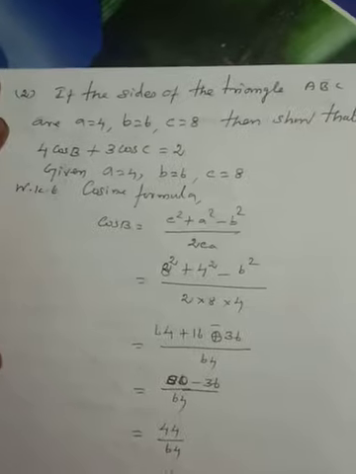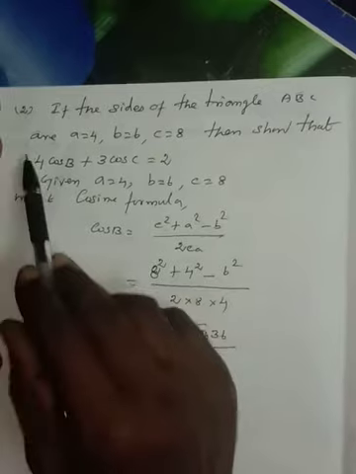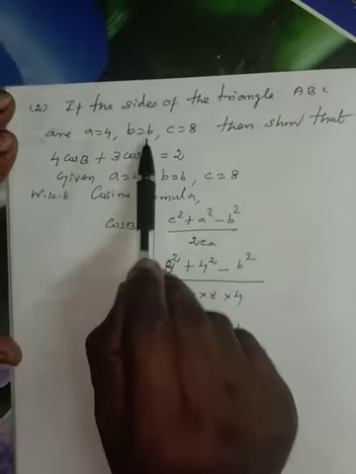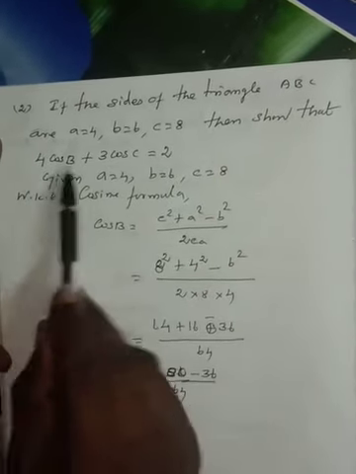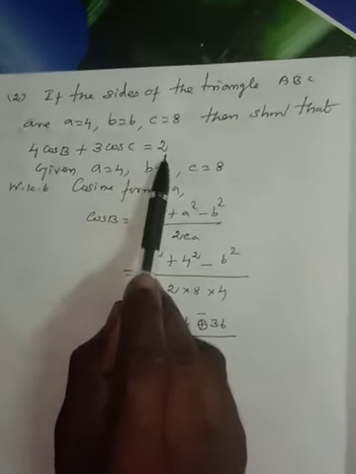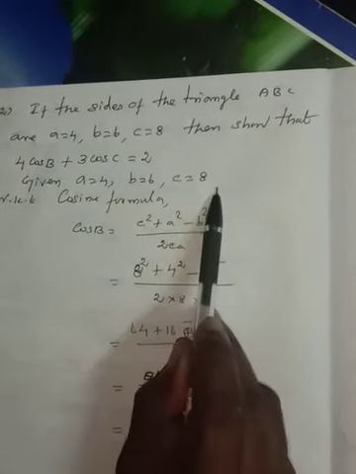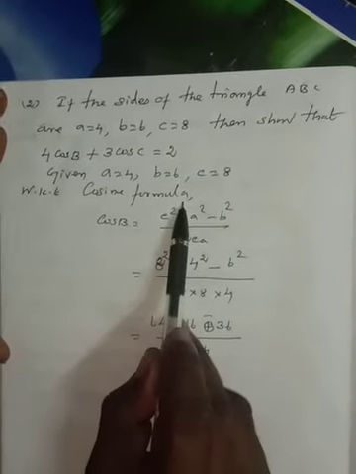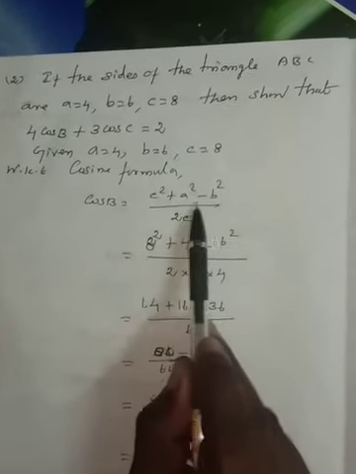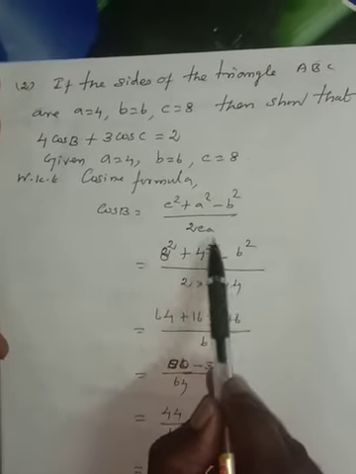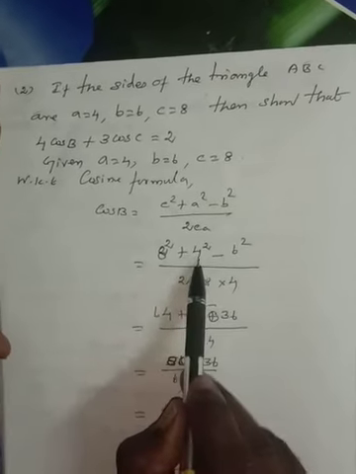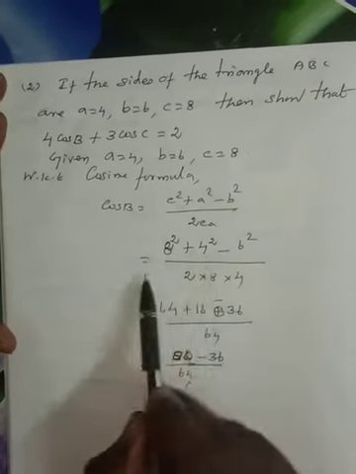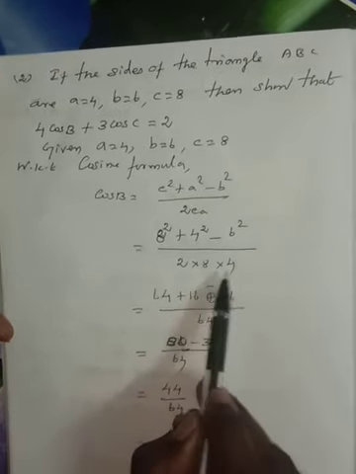Okay. If the sides of the triangle ABC are a equal to 4, b is equal to 6, and c is equal to 8, then show that 4 cos B plus 3 cos C is equal to 2. Given a is equal to 4, b is equal to 6, c is equal to 8. We know the cosine formula: cos B is equal to (c square plus a square minus b square) whole divided by 2ca. Here c is 8, so 8 square, a is 4 square, minus 6 square, whole divided by 2 into 8 into 4.